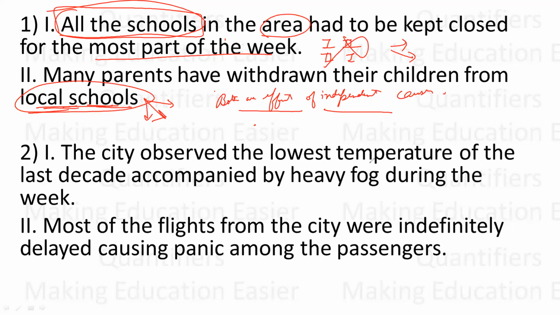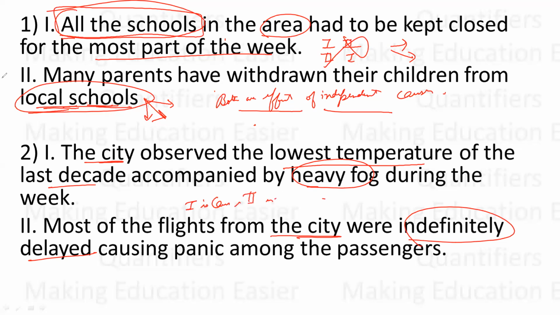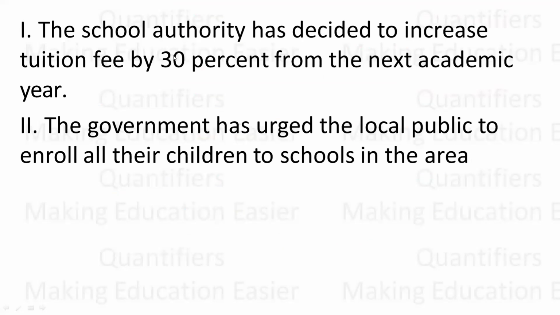Now, the city observed the lowest temperature of the last decade, accompanied by heavy fog during the week. Most of the flights from the city were indefinitely delayed, causing panic among the passengers, right? So, can we safely say that one is a cause and second is the effect, right? So that is the case. I hope now you're able to understand this topic, but yeah, definitely it calls for more practice. Let's see this one now.